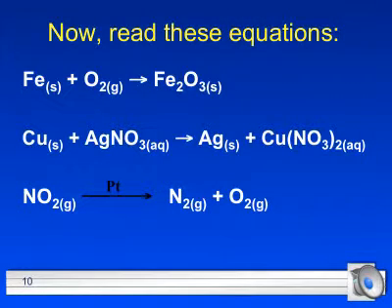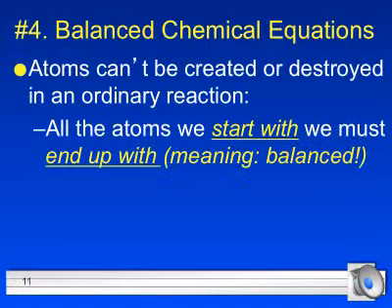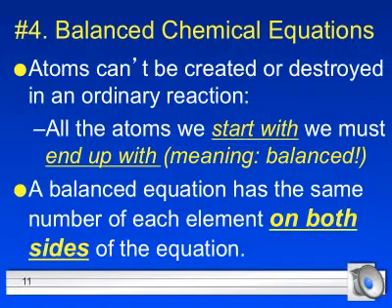All right, and then last but not least, we need to make a balanced chemical equation. Atoms cannot be created or destroyed in an ordinary reaction. We have to start and end with the exact same number. A balanced equation has the same number of each element on each side. So, let's do a few rules. There are lots of ways you can balance chemical equations. Everybody kind of comes up with their own way and you tweak it a little bit, but as long as you show some sort of work, I'm completely happy.